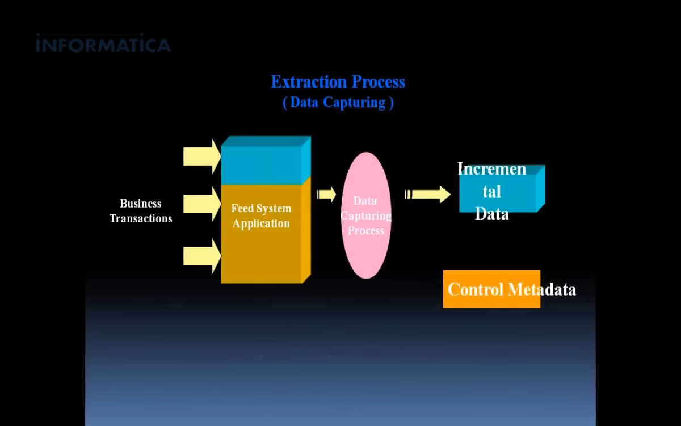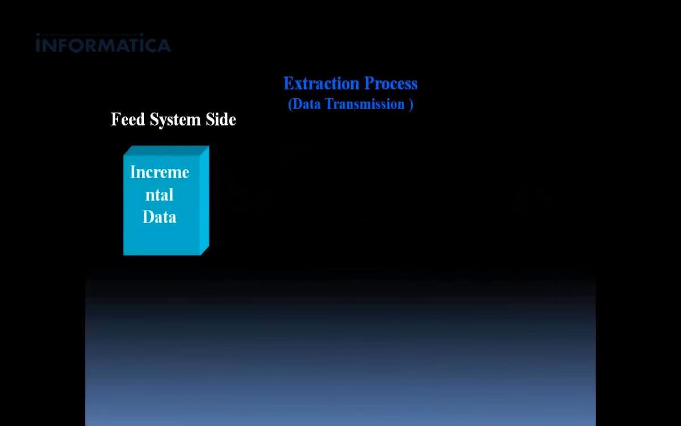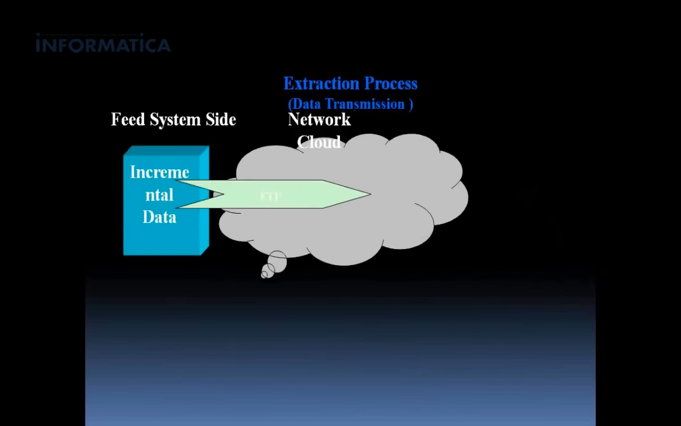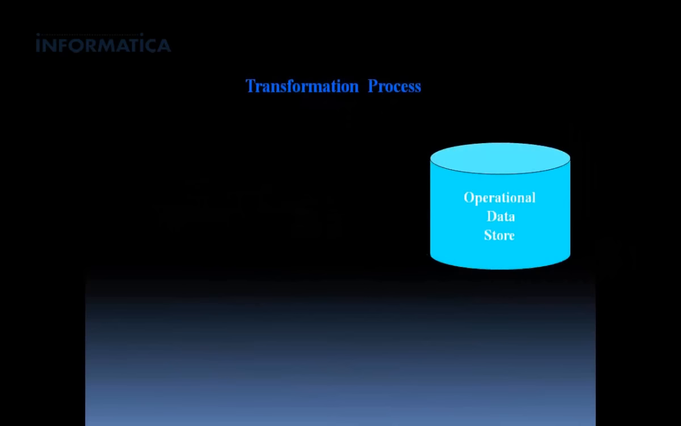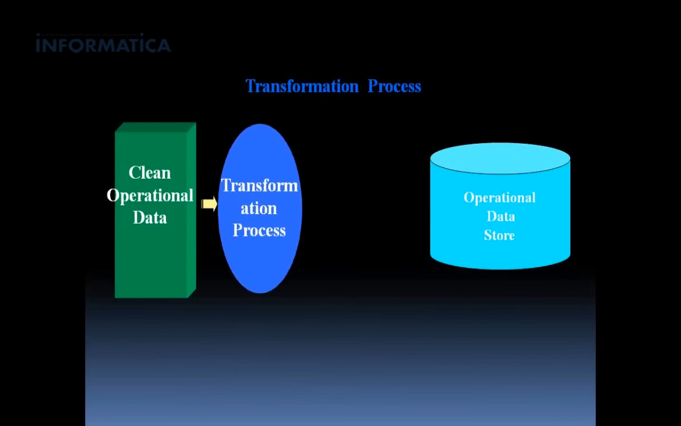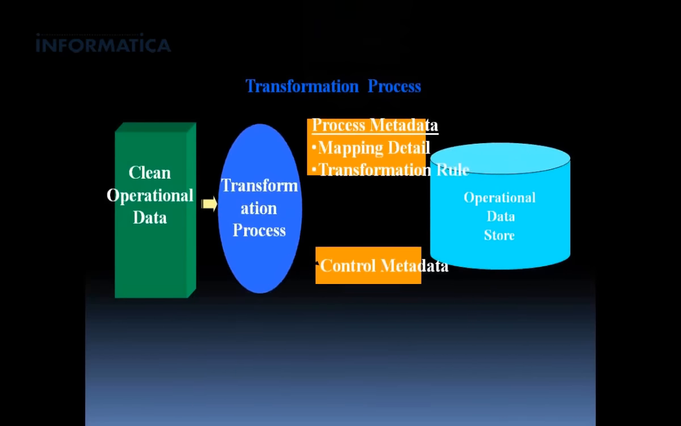Data extraction has two phases. One is the initial extract, and the other is an incremental extract. Once you extract the data, you load it into the data staging area. From the data staging area, if required, you will load it into the operational data store. If not, you will load the data directly from the ODS region.